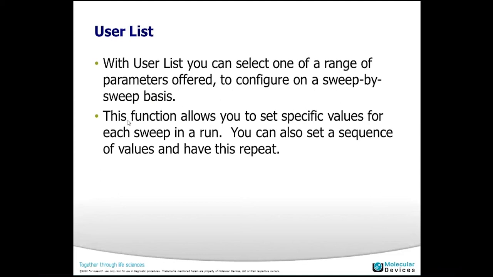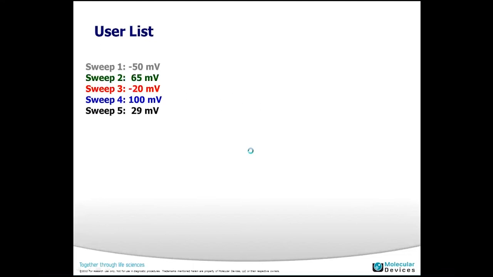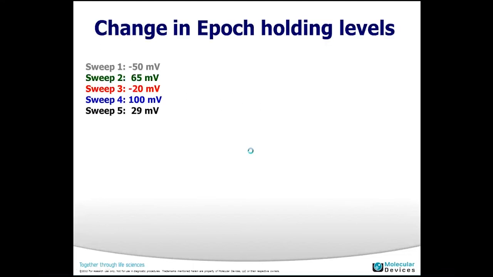And you can also set a sequence of values and have this repeat. Okay. Now, this slide just gives you an example of what it means. Now, you can change the epoch holding level based on your setting. For example, in sweep 1, you can set -50, and in sweep 2, you can set 65 millivolts. Just to give you an example.